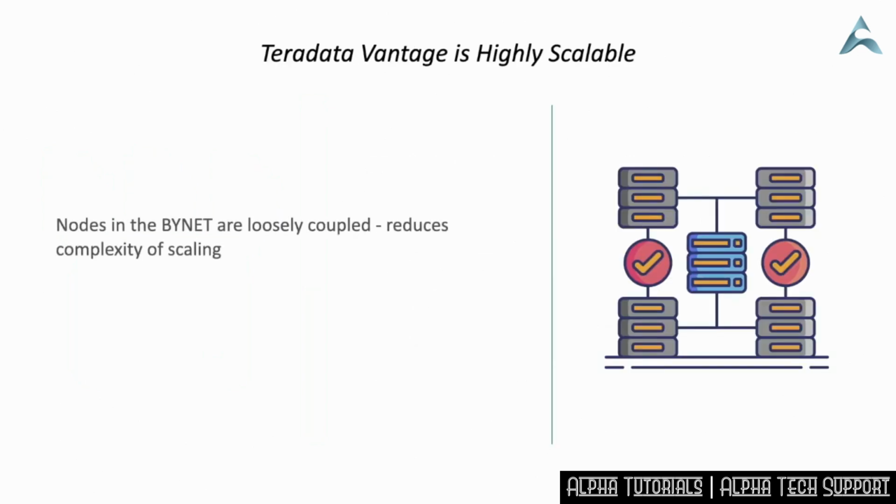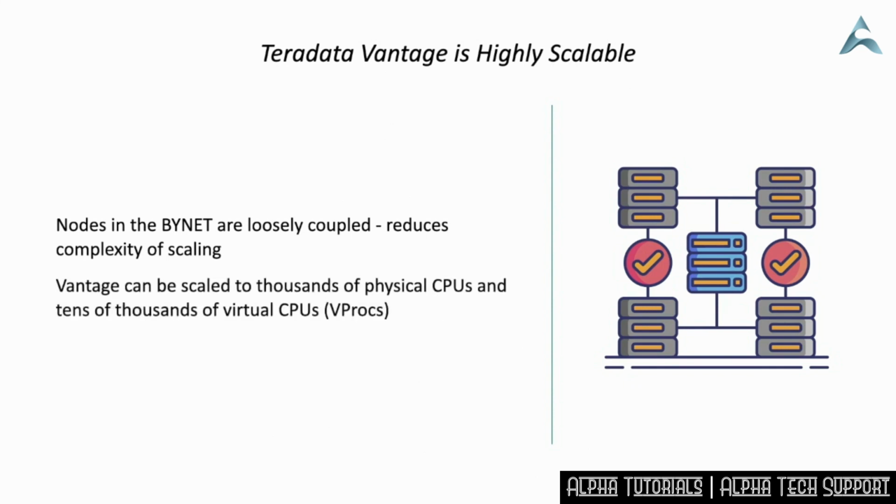Another important aspect to keep in mind is that Teradata Vantage can be scaled quite easily. The nodes in the BYNET are loosely coupled, which means that adding and removing of nodes is quite painless, which also translates to the fact that Vantage can be scaled to thousands of physical CPUs, which in turn are broken up into tens of thousands of virtual CPUs, also known as vProcs.